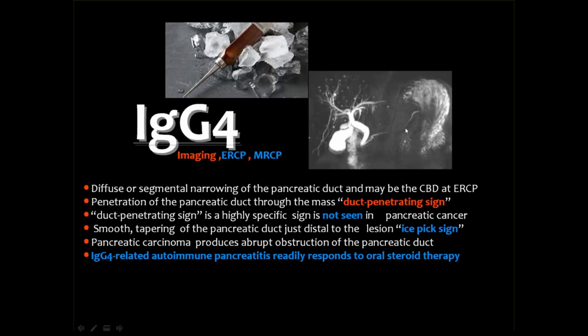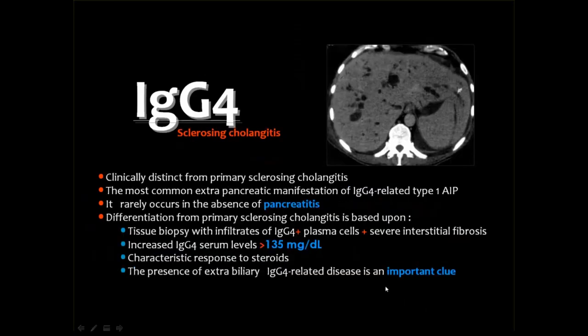is usually referred to in the literature as the ice pick sign. And you see that the duct is narrowed, then it becomes wider after crossing the site of the lesion. And this is not seen with malignancies, of course, because malignancy will destroy the duct and will invade the surrounding structures.